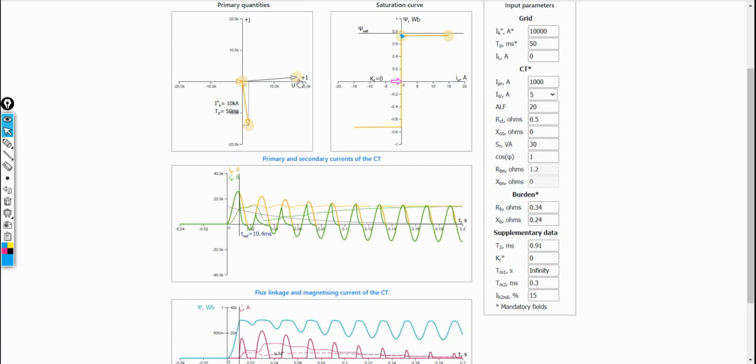Let us set the maximum DC offset in the model. Here we have the maximum projection onto the imaginary axis. From this graph, we can see that the DC offset is the highest, and the time to saturation is 10.8 milliseconds. Let's change the fault inception angle gamma now.